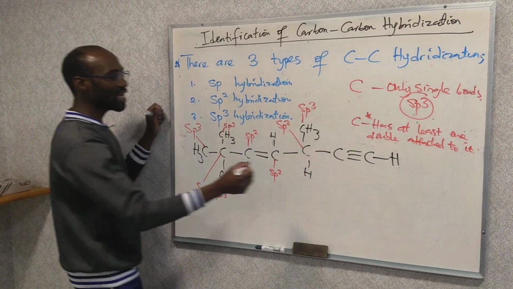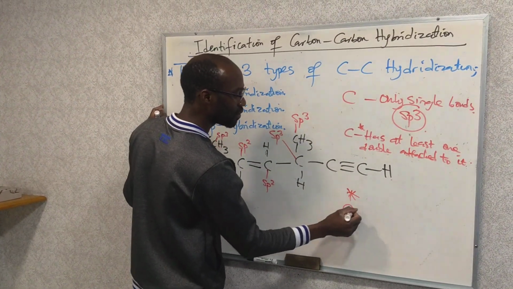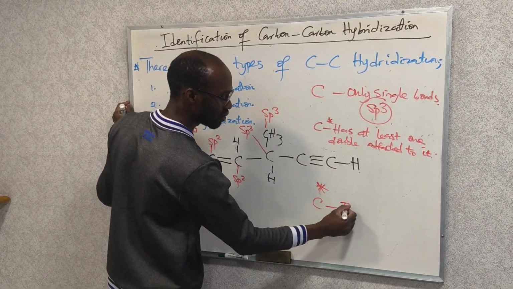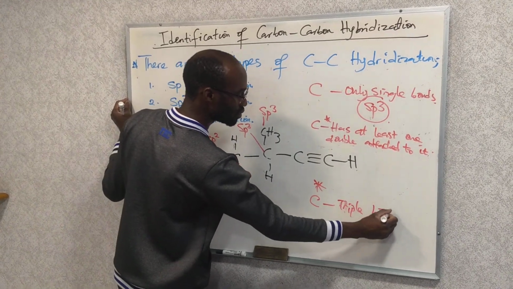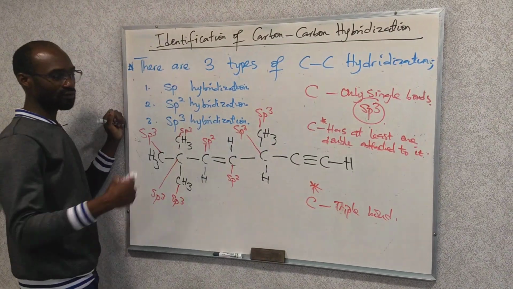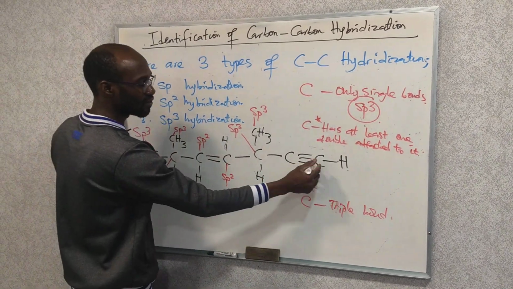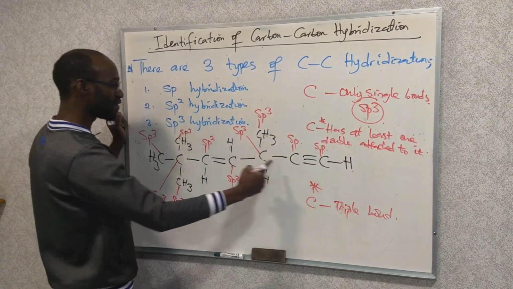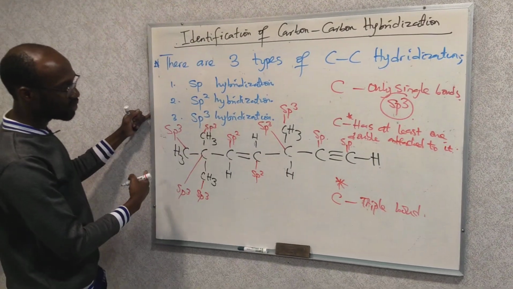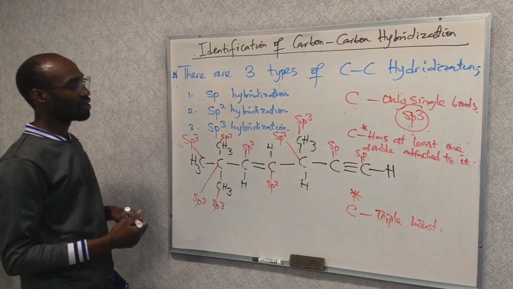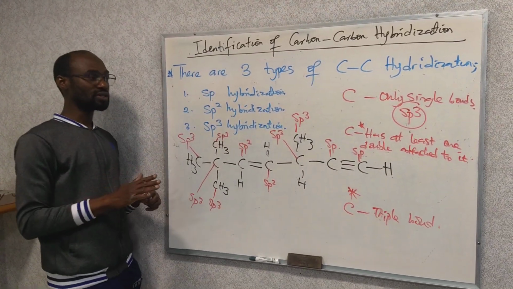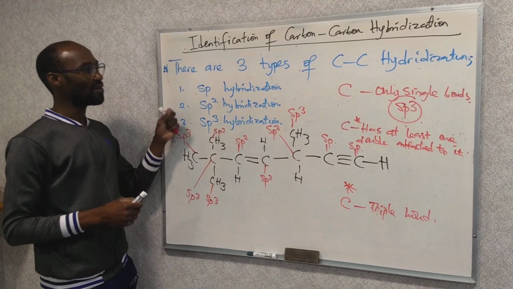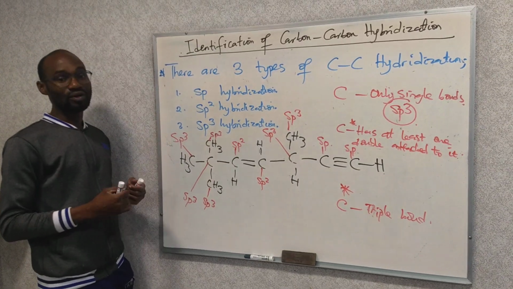Now for sp hybridization, the carbon must have a triple bond. If you take a look at this carbon, what is the hybridization of this carbon? sp. What is the hybridization of this carbon? sp. Do we have another carbon that is sp hybridized? No. Remember, there are many methods to do this, but this is a very simple way to identify the types of hybridization on a carbon atom.